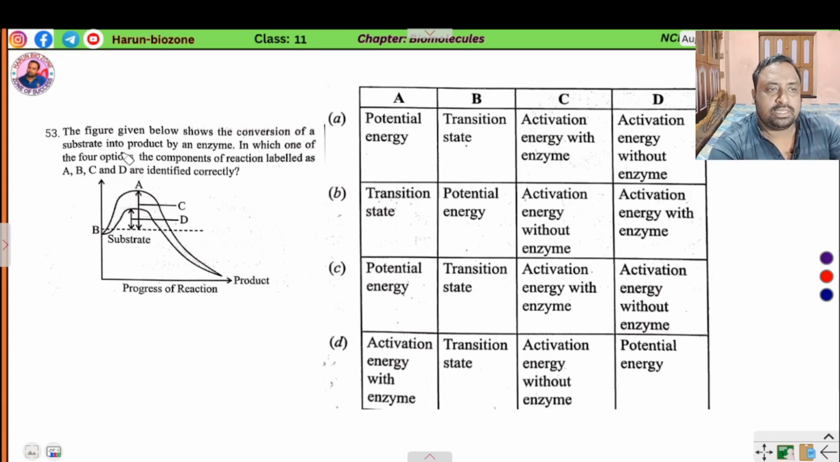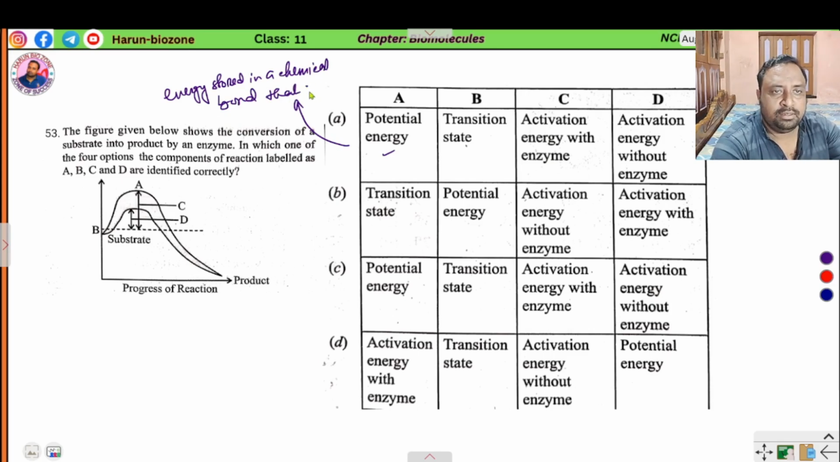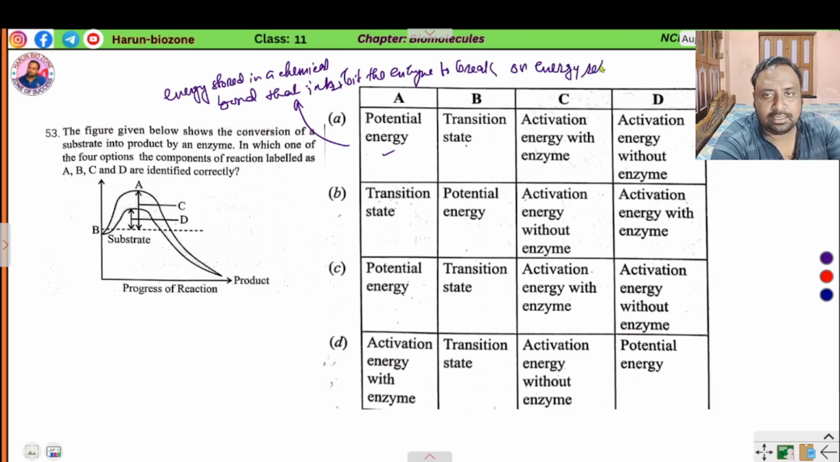The figure given below shows the conversion of substrate into product by an enzyme, in which one of the four options shows the components of the reaction labeled A, B, C and D. Here, what is potential energy? Potential energy means energy stored in a chemical bond that inhibits the enzyme to break, or energy released after the bond is broken. This is called potential energy.